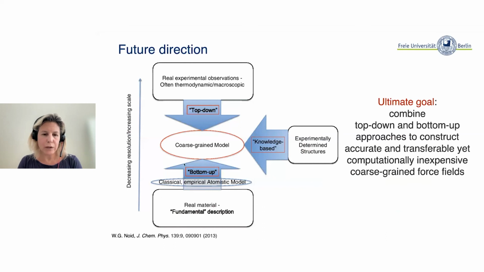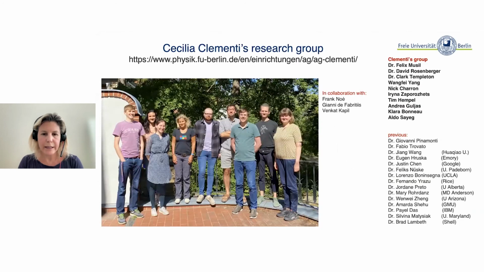So the idea is to start with the bottom-up with atomistic simulation and then correct, because eventually the comparison is with real experimental data. I want to correct with experimental data.